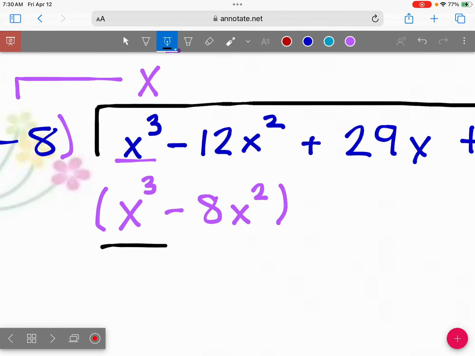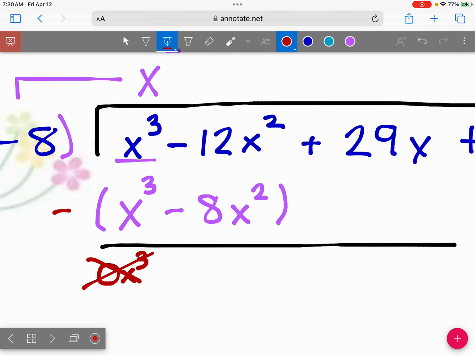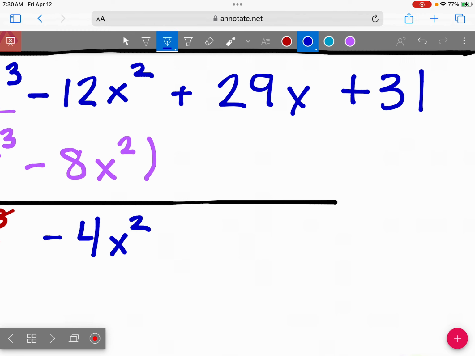Then, just like in the bell work, we subtract. X cubed minus x cubed gives us 0x cubed. That's what we want. That first term should always cancel out. And then we have negative 12x squared minus negative 8x squared. That's going to give us negative 4x squared. And then I'm going to drop everybody else down. They just fall.